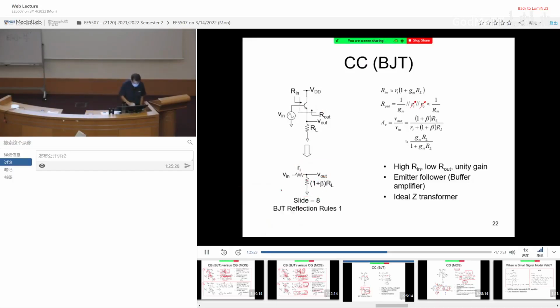Let me repeat. The current here is IB. So I know this is IB. In fact, the current here is (beta plus 1) IB. Okay? So the voltage drop here is actually given by (beta plus 1) IB multiplied by RL. The voltage drop here is given by IB multiplied by Ri.